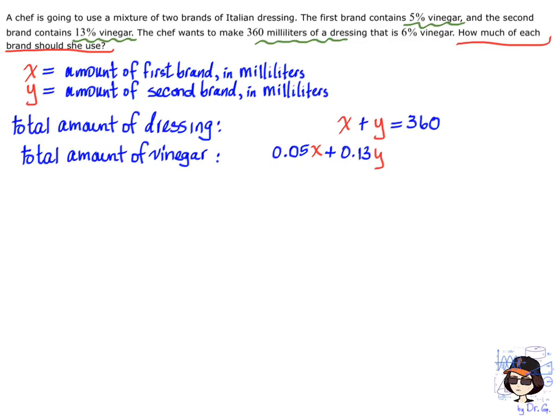So if we add those two together, we're going to get the amount of vinegar in the final dressing. And the amount of vinegar in the final dressing is 6% of the total amount of dressing. So it's 6% of 360. So there's my two equations.